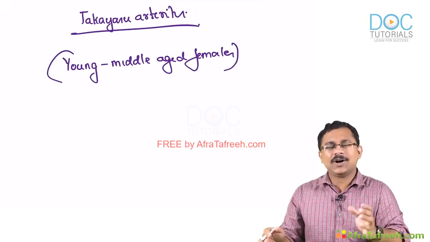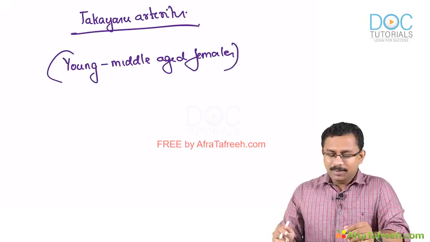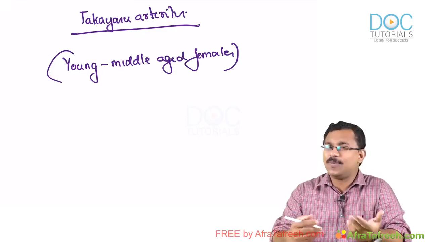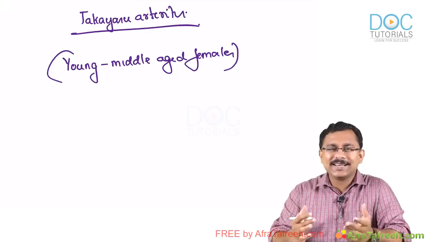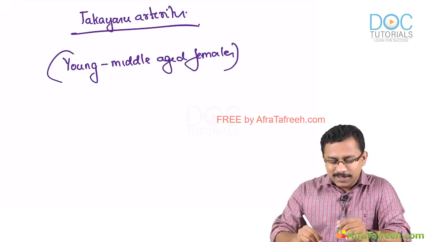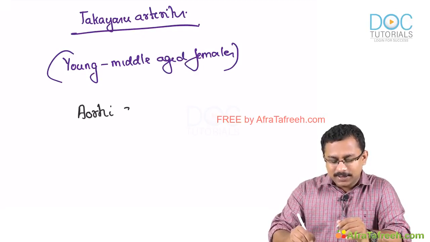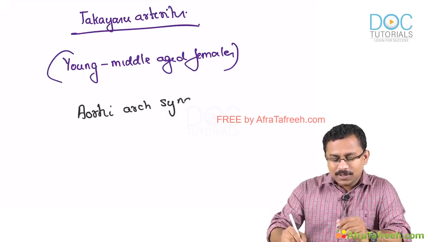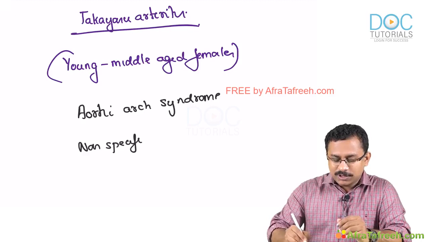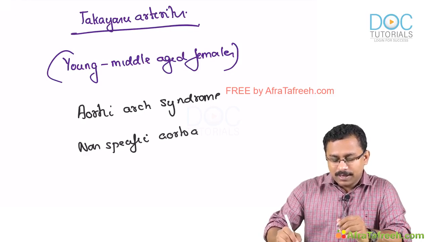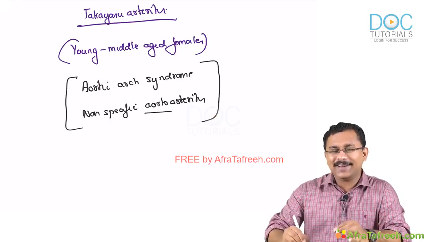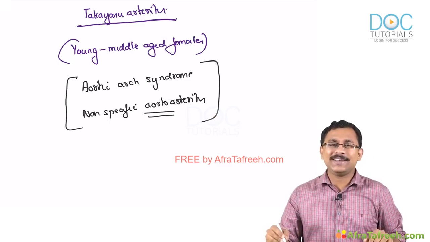Okay, so this is also a large vessel involvement. But remember, the commonest vessel that is involved in Takayasu arteritis is a common question in entrance exams. So there is a chance that students may get confused, primarily because of one reason. Takayasu arteritis is also referred to as aortic arch syndrome. It is also referred to as non-specific aortoarteritis. So since these terms are there, you might have a tendency to think that it is the aorta that is most commonly involved.